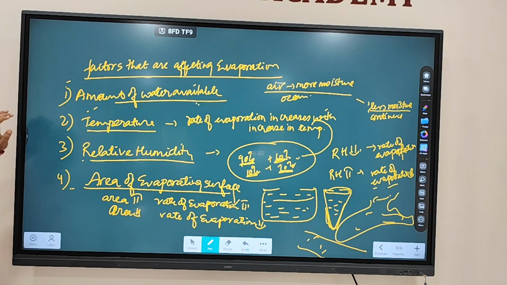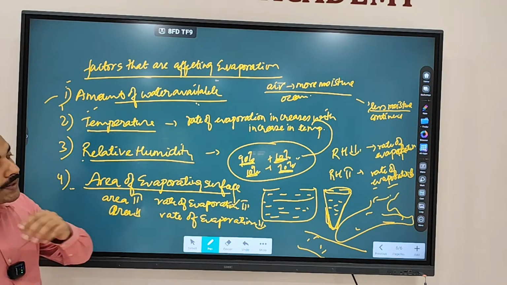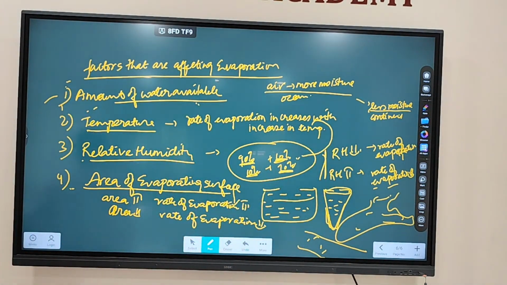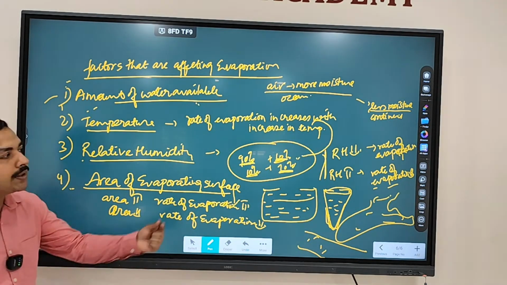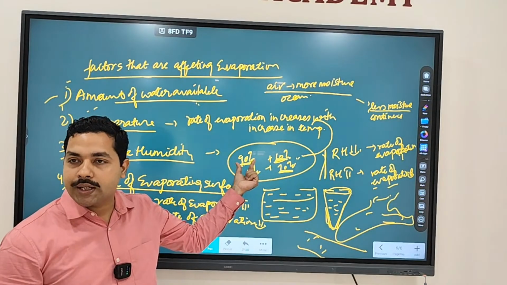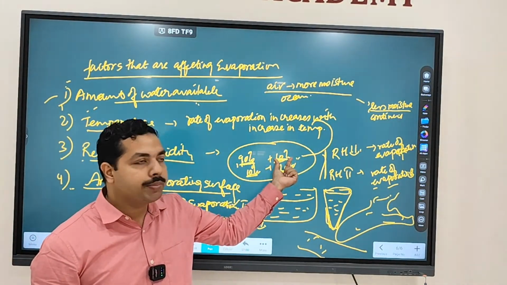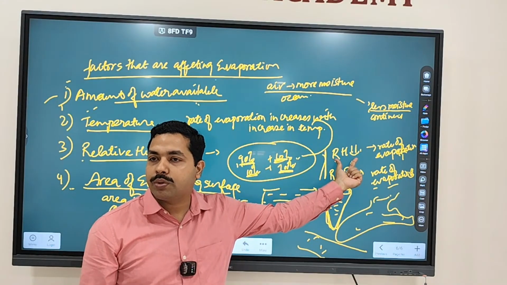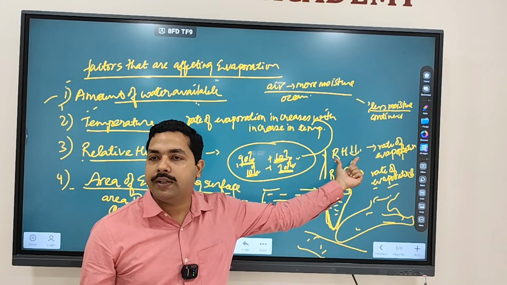Clear? So what are the factors we have written affecting evaporation? One is how much water is available. Second is temperature. The third is relative humidity. Fourth is area of evaporating surface. This is the reason why, in the last class, we discussed that in coastal areas during the daytime you are going to feel uneasiness, because in coastal areas humidity is high. Humidity is high means evaporation is less. Rate of evaporation decreases the cooling effect. As a result, uneasy feeling will be there.